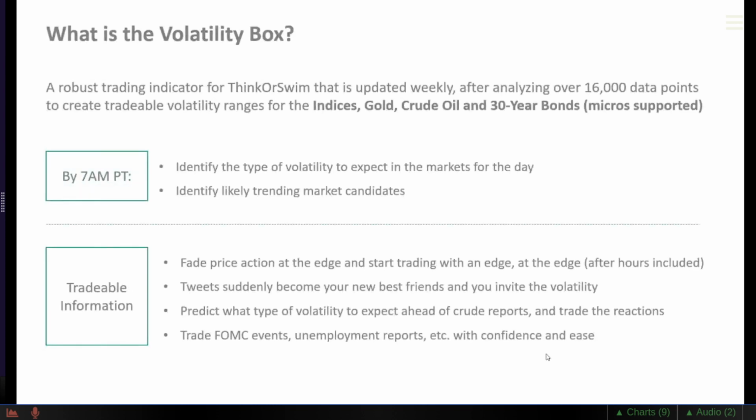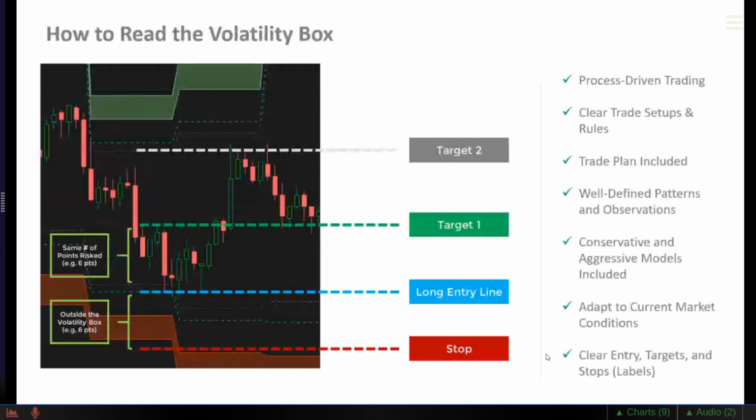Before I show you any examples of these charts, let me first show you how you read this indicator. This is straight from our trade plan right here on the left. I'll pull up my pen just so we can make this a little interactive. This is what our typical chart looks like. And what you see with these clouds and these lines, that's the volatility box.